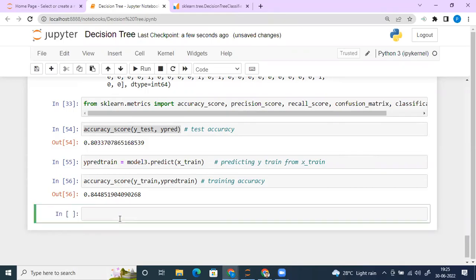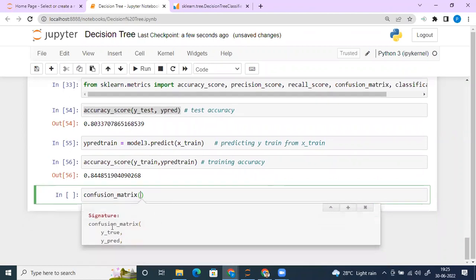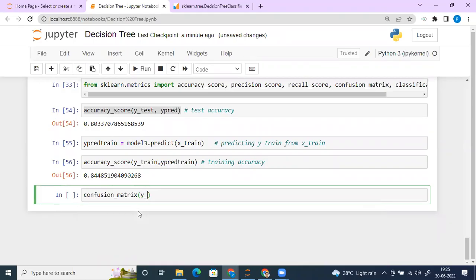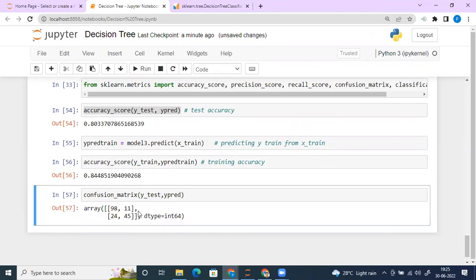Suppose I say here confusion matrix. What parameters does it need? It needs again the same two parameters: y true and y predicted. So suppose I'm testing on the test set. I mention y_test as my true value, and y_pred as my predicted value. I execute this and I get a confusion matrix. What is this confusion matrix all about?